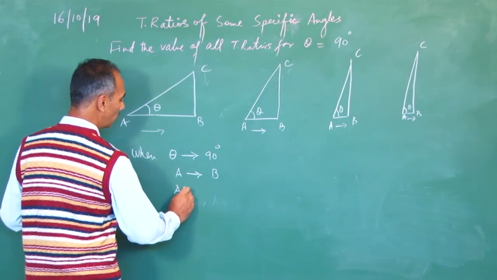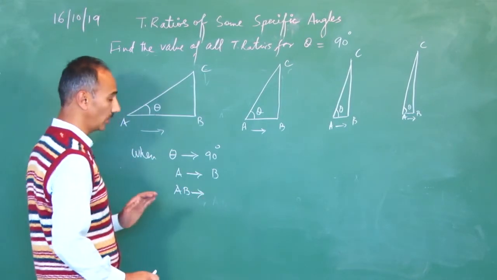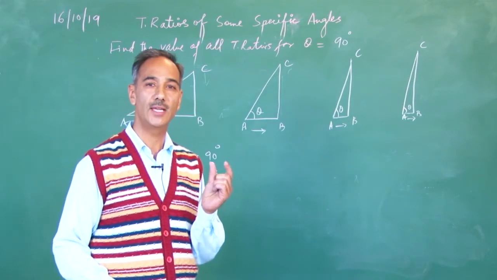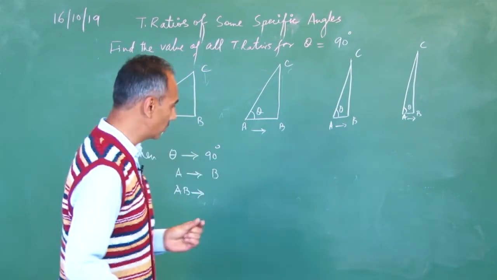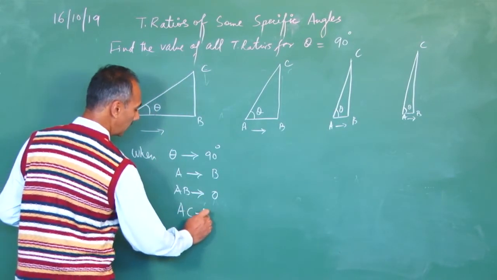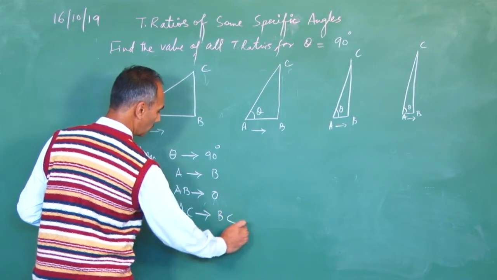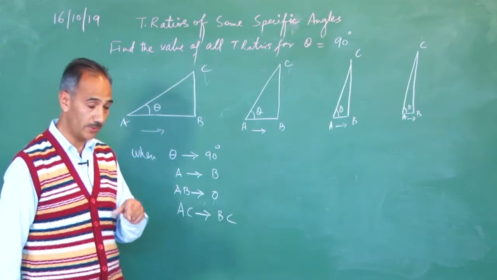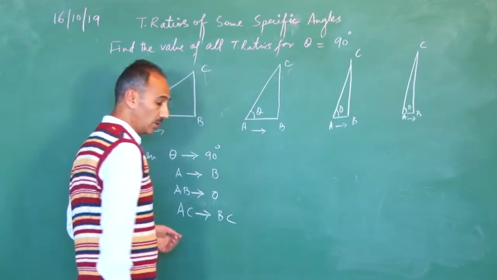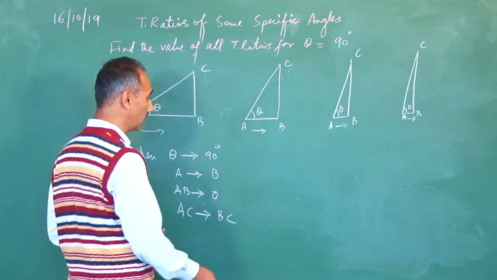If A is approaching B, what happens to AB? A is coming nearer to B. So the distance between A and B is shortened. So AB approaches 0. And what happens to AC? So AC approaches BC because A approaches B. So we'll list the first three T ratios. With the help of those, we could list the remaining three.